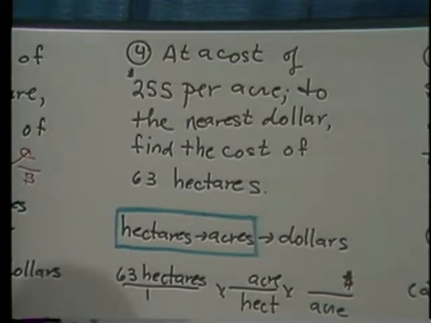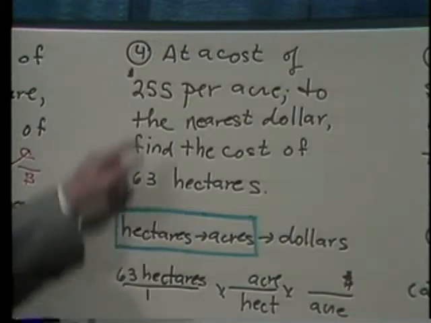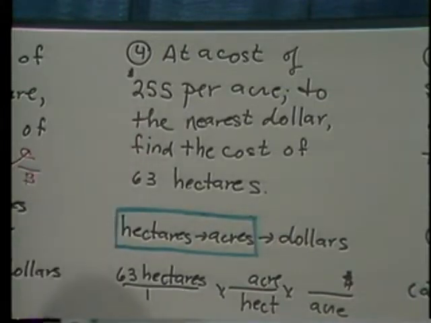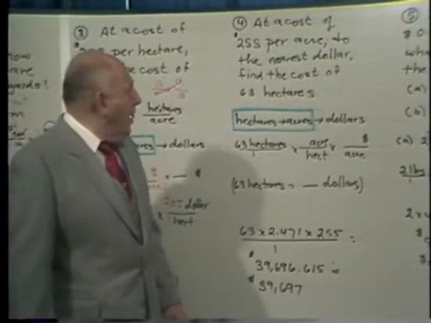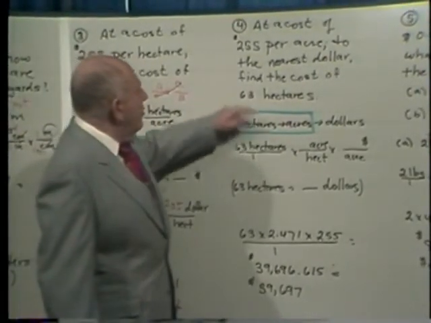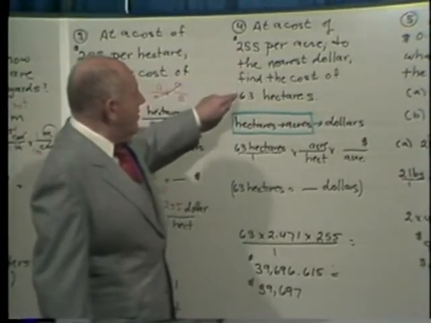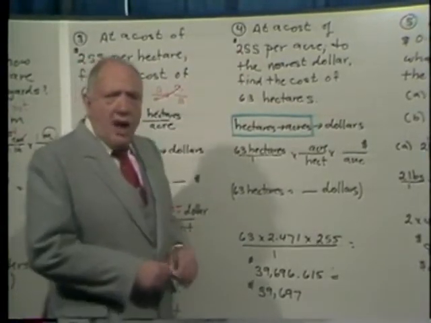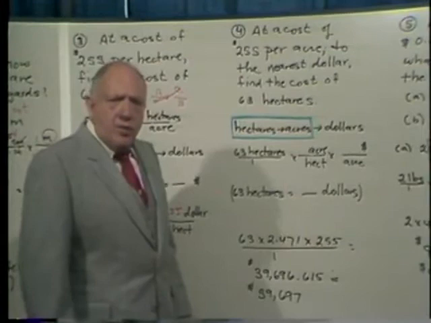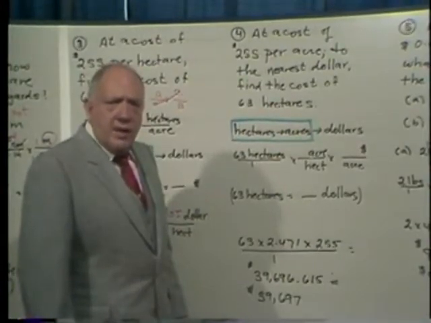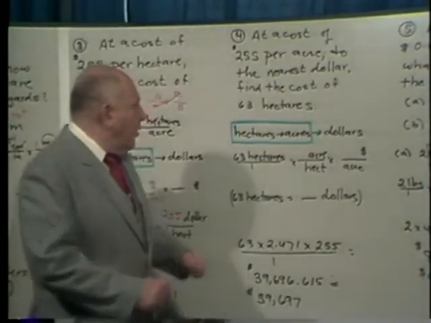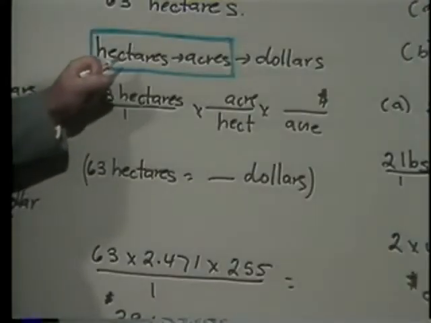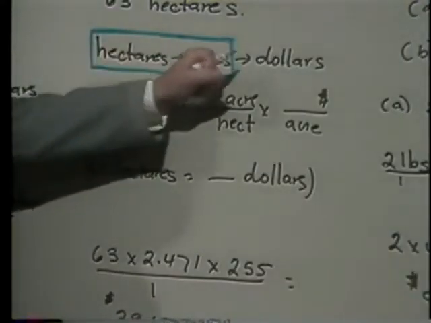By the way, we mentioned in our lecture that a hectare is bigger than an acre. So if an acre costs $255, a hectare is going to cost more than $255. If by mistake you just multiplied the 255 times the 63, that answer should tell you it's too small to be the right answer, because there are more than 63 acres in 63 hectares. But again, we're going to go from hectares to acres to dollars.